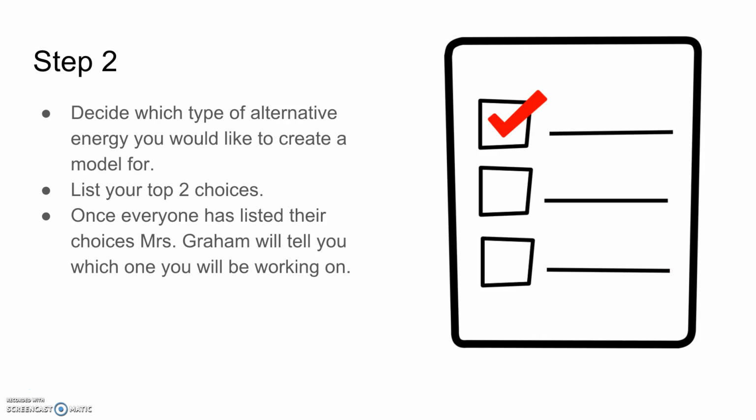Once you have your group, or by yourself, you need to decide which type of alternative energy you'd like to create a model for. So you need to go back and look at the lesson, look at the different types of alternative energy, and decide which ones interest you the most. Then you need to make a list of your top 2 choices. We don't want everyone doing the exact same type of alternative energy, so that's why I say list 2, and then we'll go through and we'll decide who exactly is going to do which one.